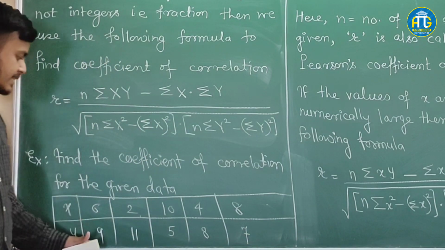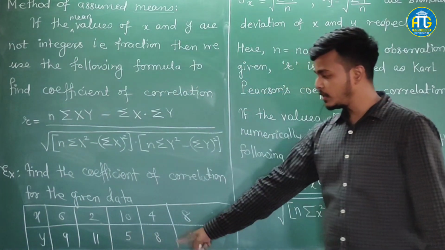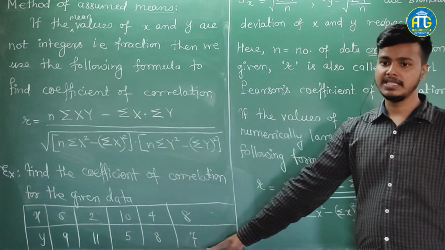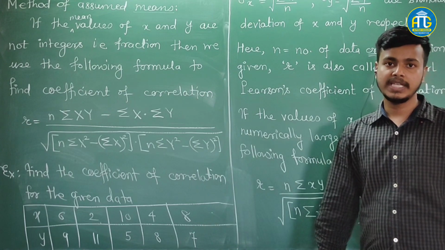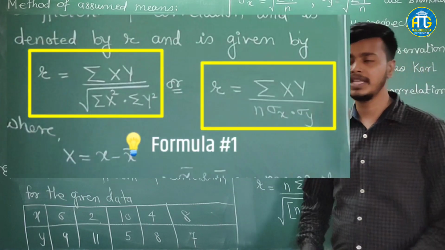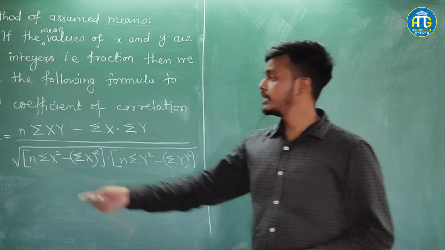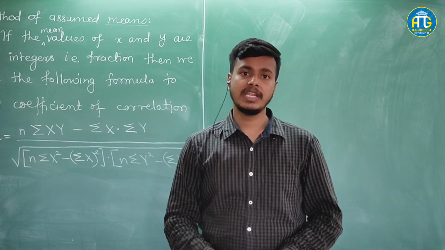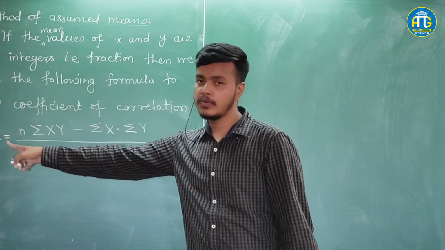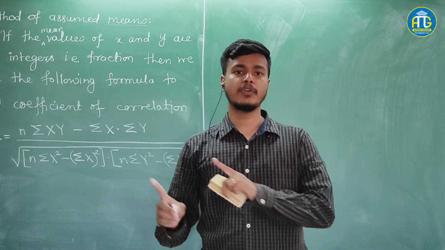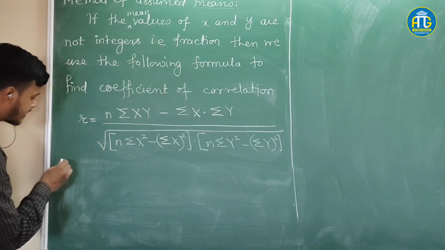As you can see, the data are not that large. These are not numerically large values, right? So here we will find the coefficient of correlation by using the first formula that we have discussed. Now, this coefficient of correlation always lies from -1 to 1. So let me write this down as a note.